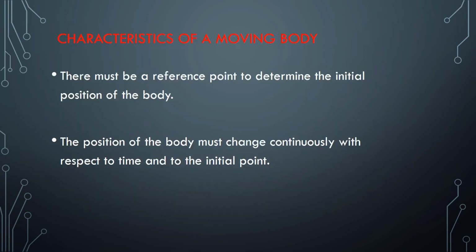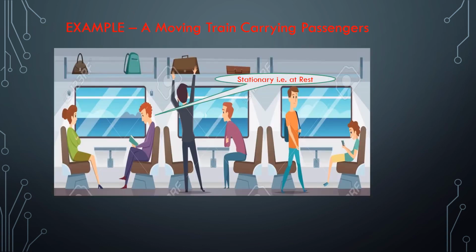So we can very well analyze the characteristic of a moving body. While we are taking the concept of motion, there is a reference point, and so it determines the starting position of the body. And if the position is changing with the time, the body is said to be in motion. Now here is an example of a moving train carrying passengers. Apparently, rest and motion are the terms which are opposite in meaning, but they are related to each other.